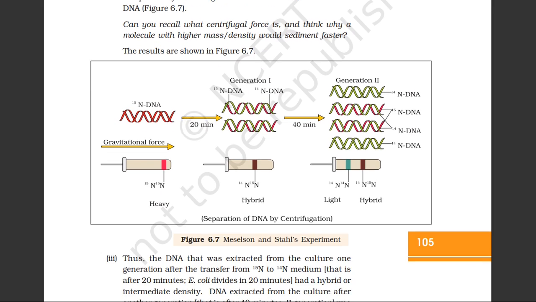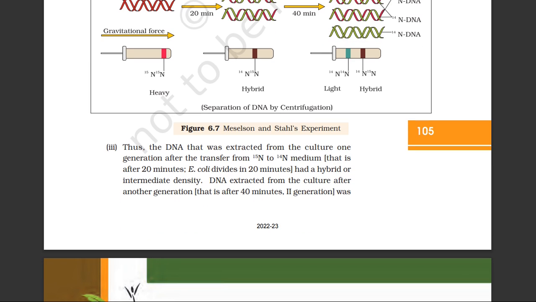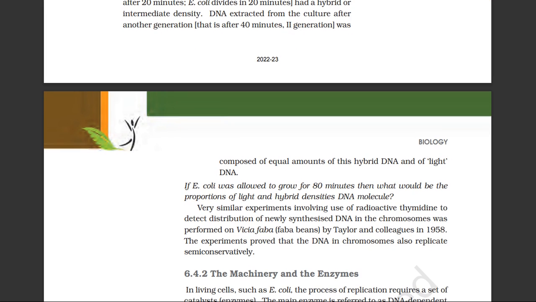3. Thus, the DNA that was extracted from the culture one generation after the transfer from 15N to 14N medium, that is after 20 minutes (E. coli divides in 20 minutes), had a hybrid or intermediate density. DNA extracted from the culture after another generation, that is after 40 minutes, was composed of equal amounts of this hybrid DNA and of light DNA. If E. coli was allowed to grow for 80 minutes, then what would be the proportions of light and hybrid densities?